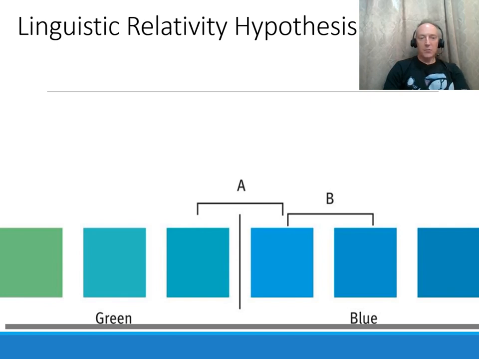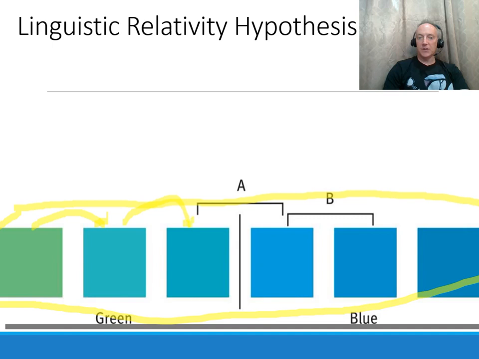So every one of these swatches of color is the exact amount of difference in hue as the one previous to it. So that means this one is as different to this one as this one is as different to this one, and this one is as different to this one. So in terms of the degree of changes in hue, it is identical between every single swatch of color.